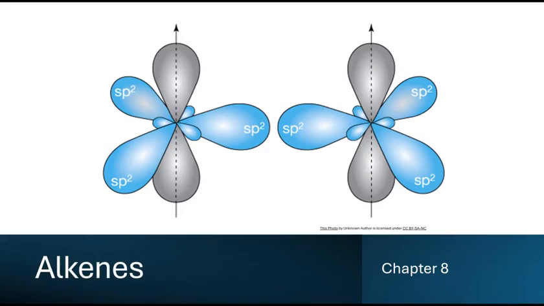Alkenes, Chapter 8. Alkenes occur when two sp2 hybridized carbons bond. They make a sigma and a pi bond between the two of them, or a double bond. One of the bonds is made by the overlap of sp2 hybrid orbitals, and the pi bond is made by the overlap of the unhybridized p orbitals.